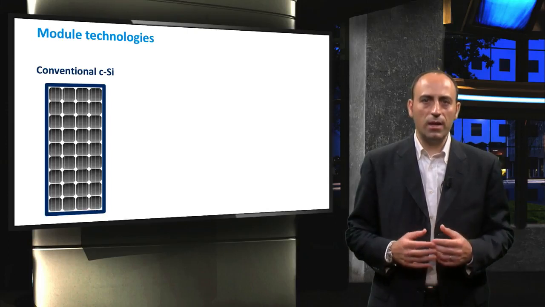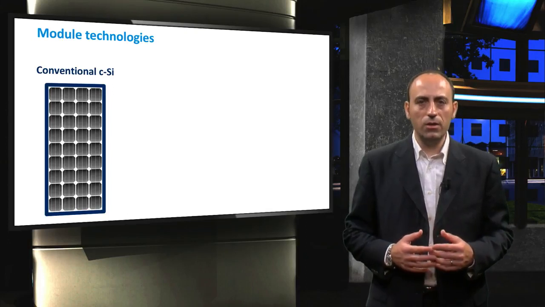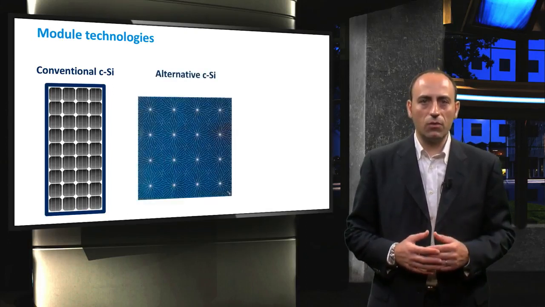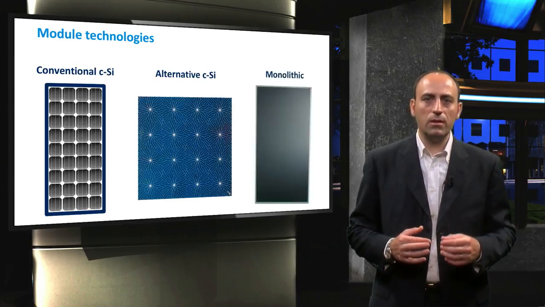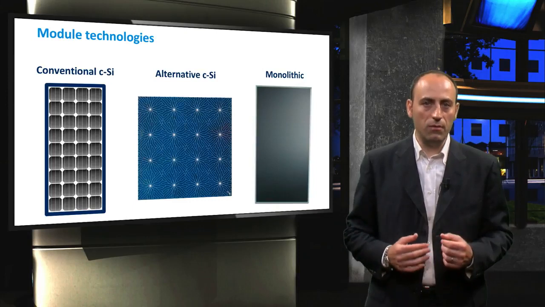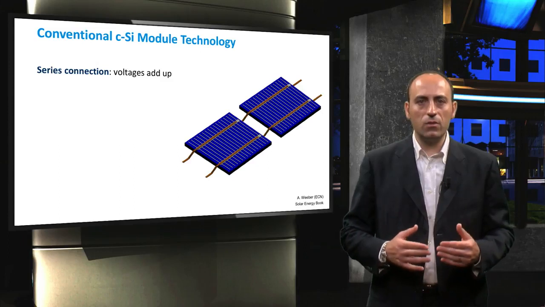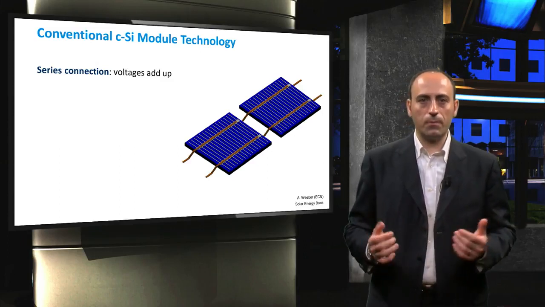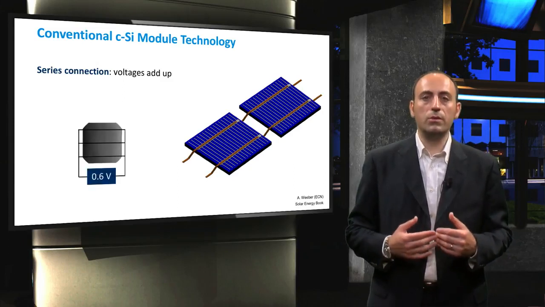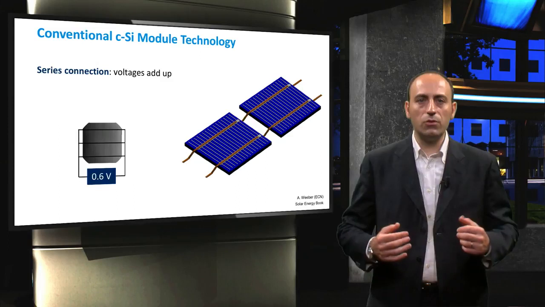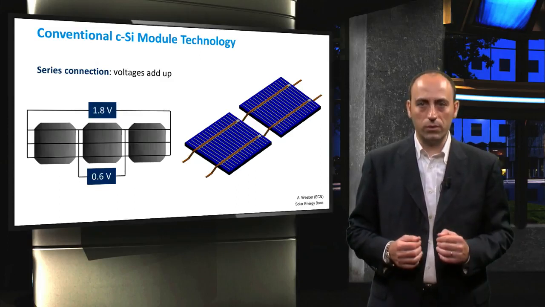The most widespread and mature group is the conventional crystalline silicon technology. In the next video, we will discuss an alternative technique for crystalline silicon PV modules and the monolithic integration of solar cells, the technology used for thin film PV modules. Solar cells can be connected in series and consequently the voltages add up. For example, if the open circuit voltage of one cell is equal to 0.6 volts, then a string of three identical cells will produce an open circuit voltage of 1.8 volts.